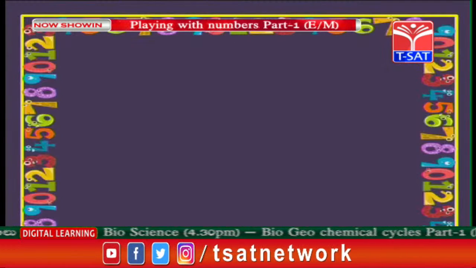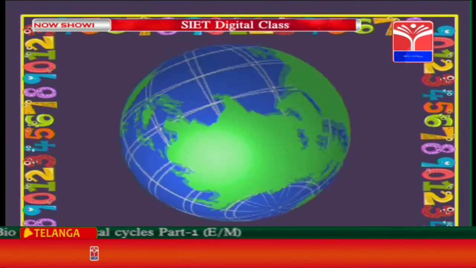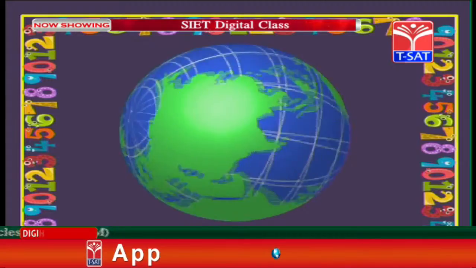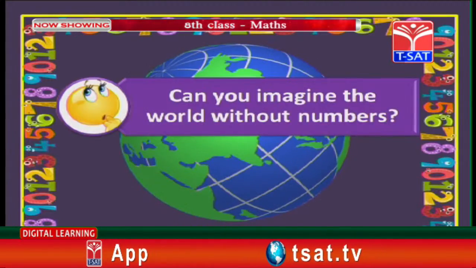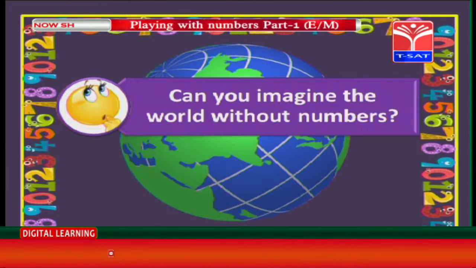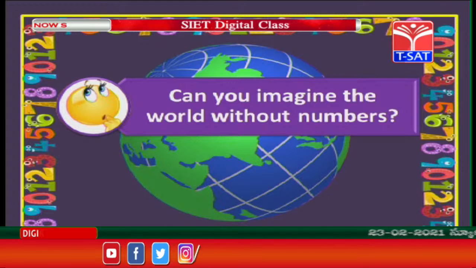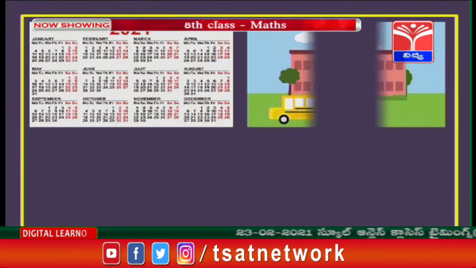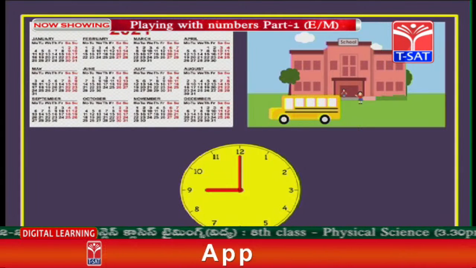As you get up early in the morning, you are surrounded by numbers. Not only that, children, yes, the entire world moves around the numbers. Children, can you imagine the world without numbers? You cannot imagine it, isn't it, children? Let us see a few examples. A calendar, a school or an office, and your clock.